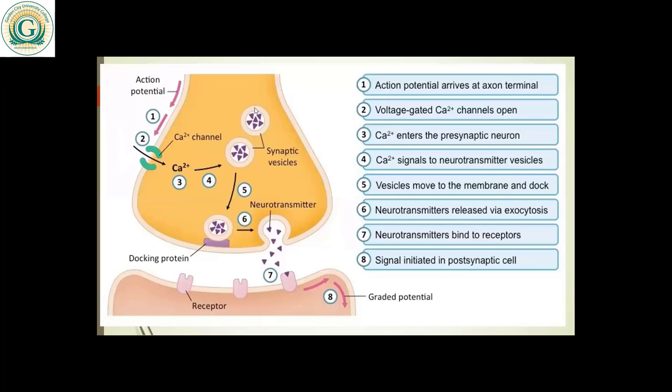Intracellular because it's the inside of the cell. Extracellular because it surrounds the cell, external to the cell. So when an impulse or information reaches the axon terminal, it triggers voltage-gated calcium channels to open. And mind you, these channels are what? They are proteins found in the cell membrane.